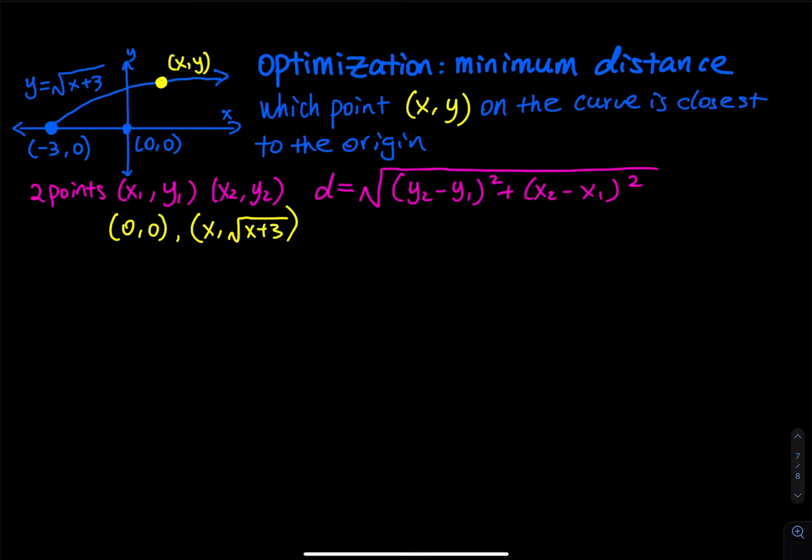And then the square root function is an increasing function. As x goes up, y goes up, and this is above the x-axis because the square root produces 0 or positive values. All right, so that is the graph.